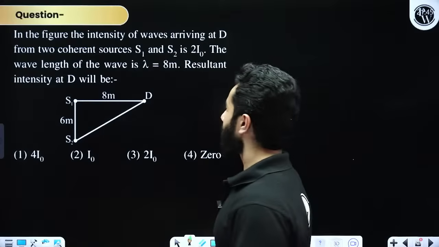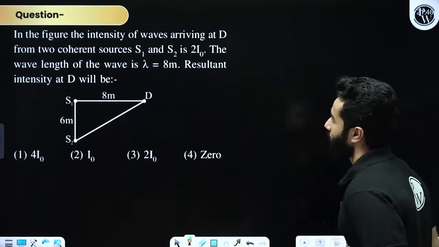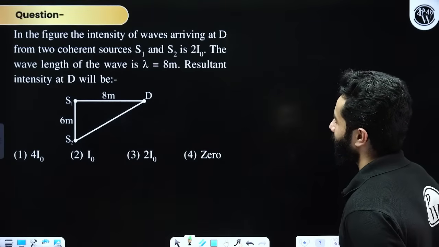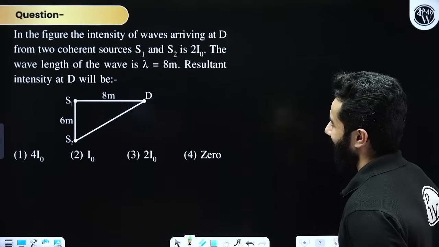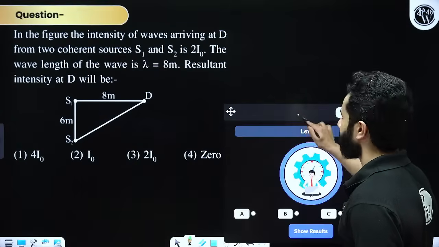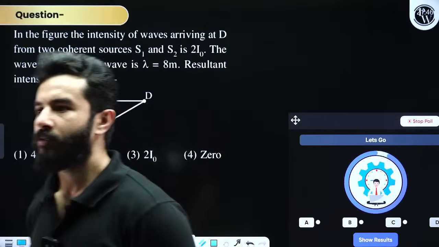In the figure, the intensity of waves arriving at D from two coherent sources is 2I0. Achha, theek hai. So 2I0. The wavelength of the wave is lambda, that is 8 meter. The resultant at D will be? Chalo, let's solve this. 60 seconds. Come on. Be quick. Come on.